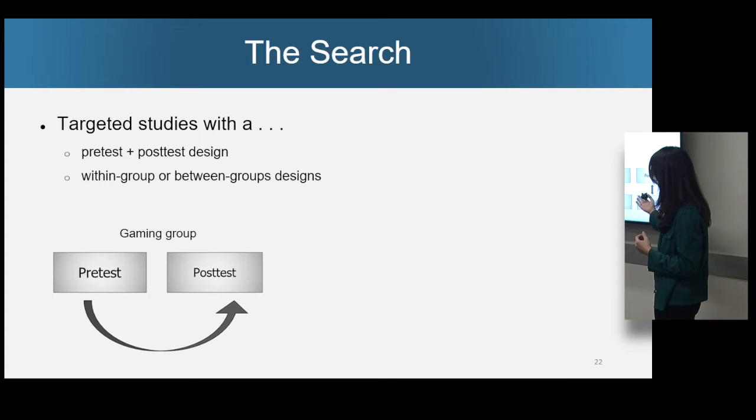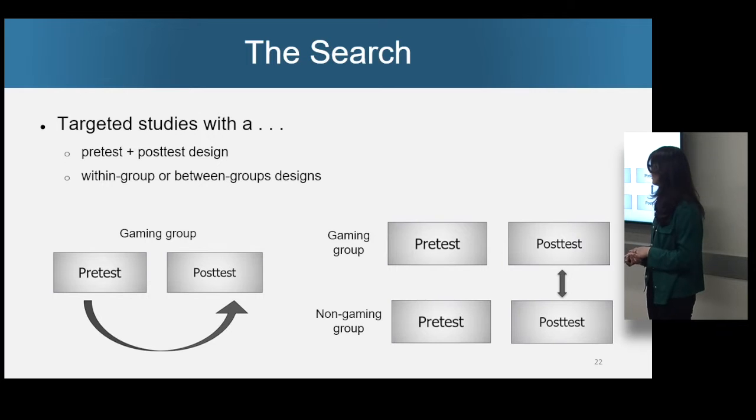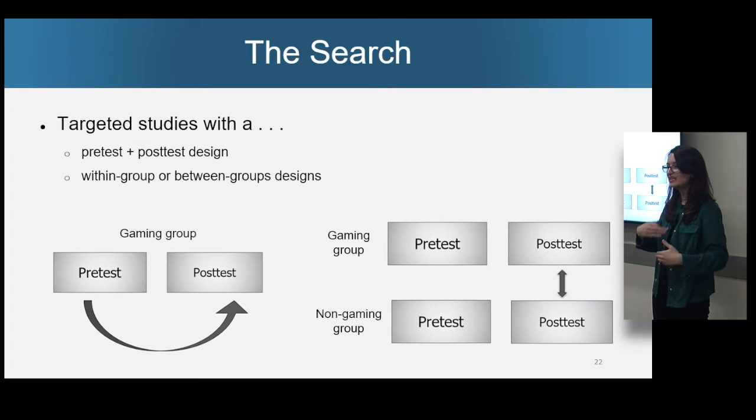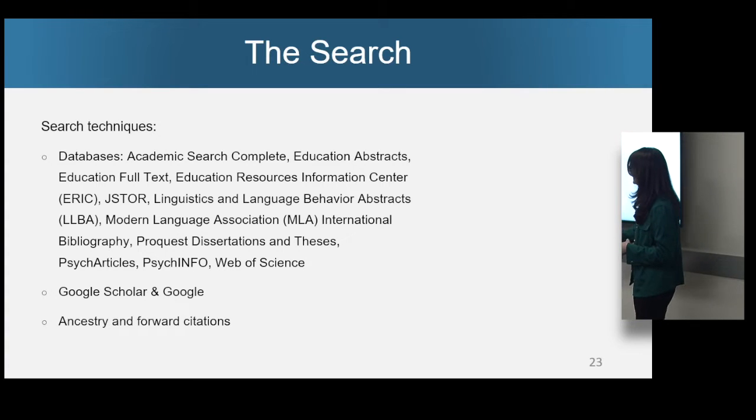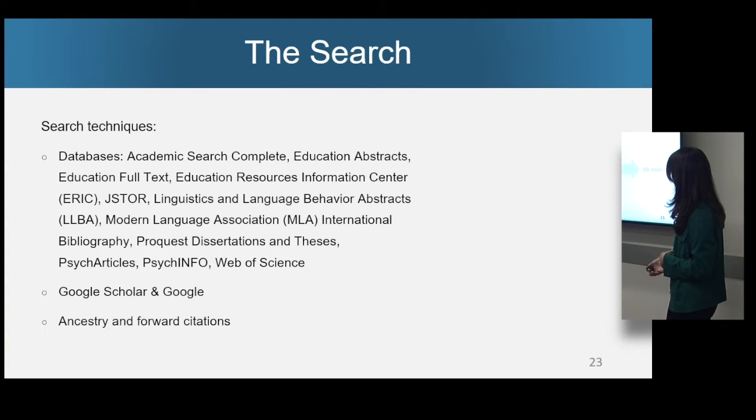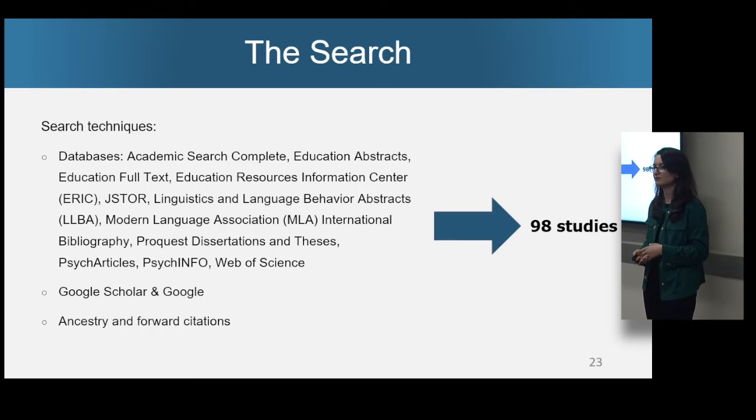And then in between groups designs, again, we have a group of learners who play a game, but this time they're compared against another group who do not play the game but engage in other learning activities. And then the difference between the two groups at the post-test tells us which group made more progress in their language skills. So to find such studies, we had to search databases, which are all listed here. And that gave us 98 studies from the literature.